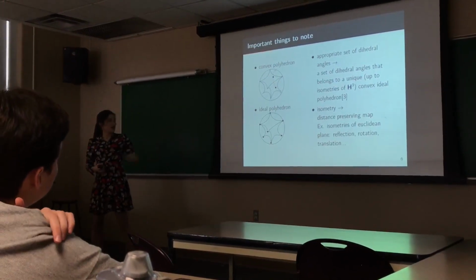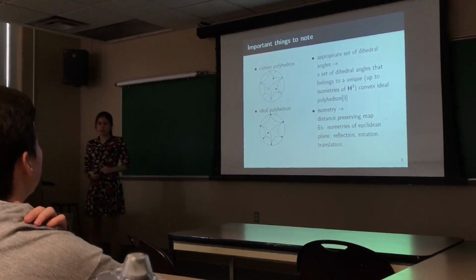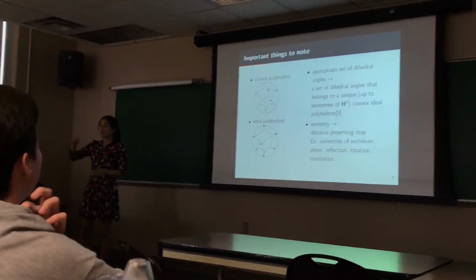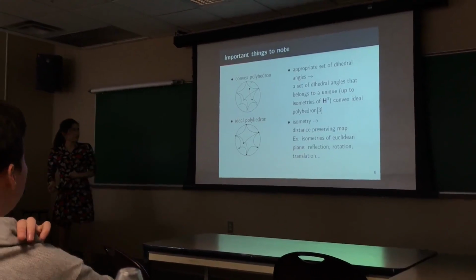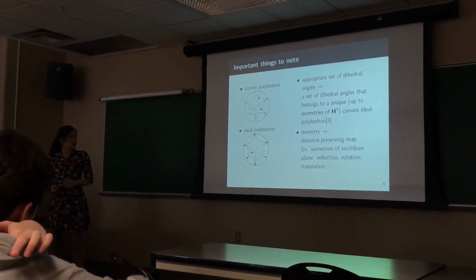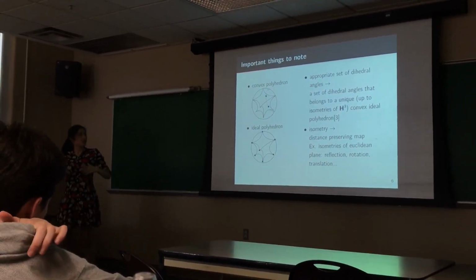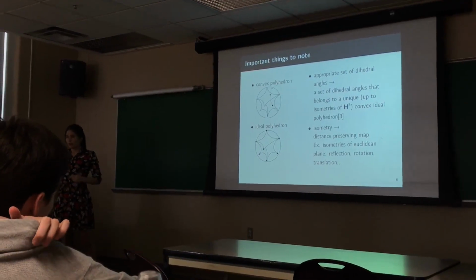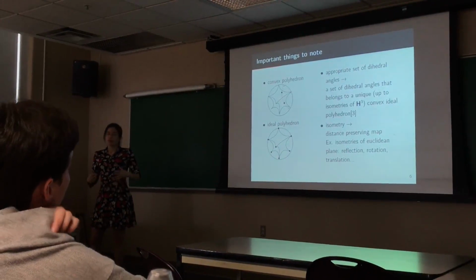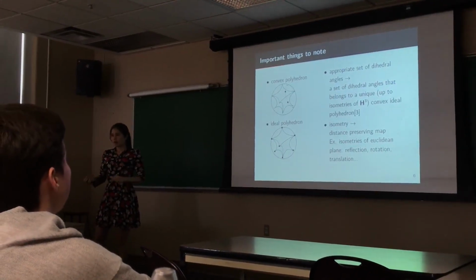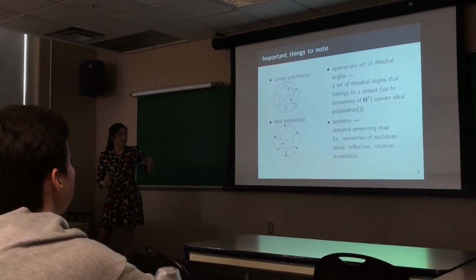And an ideal polyhedron is a hyperbolic polyhedron such that when it's in the ball model, all the vertices are on the boundary, as you can see in the picture. And also, some of you may have caught, I said, given an appropriate set of dihedral angles. What I mean by that is that we'll be dealing with a set of internal dihedral angles that belongs to a unique convex ideal polyhedron, up to isometries of H3.